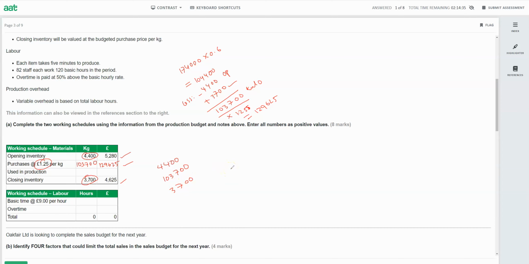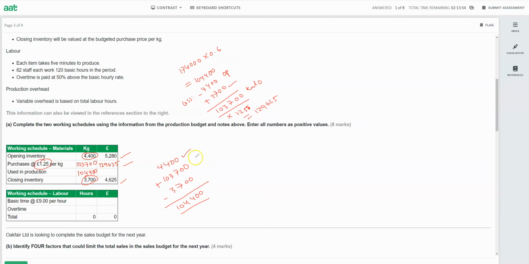So let's try to understand once again. We already have 4,400, and we have purchased another 103,700 kilo, and we want closing inventory at the end of the period 3,700. So how many kilo were actually used in the production? So we do 4,400 plus 103,700 minus 3,700. So in the production we have used 104,400.